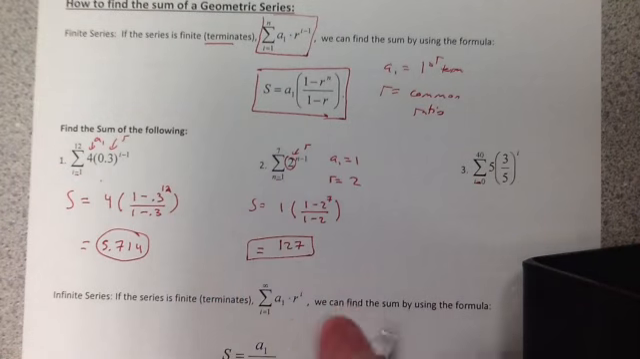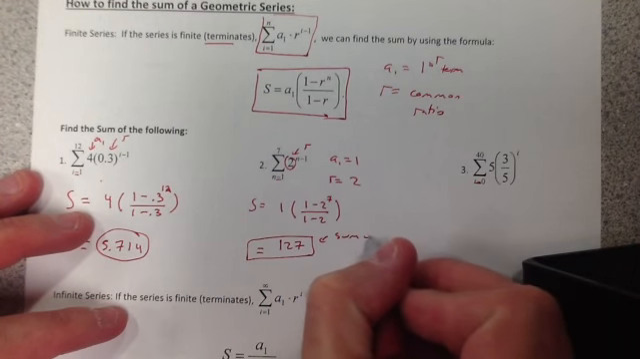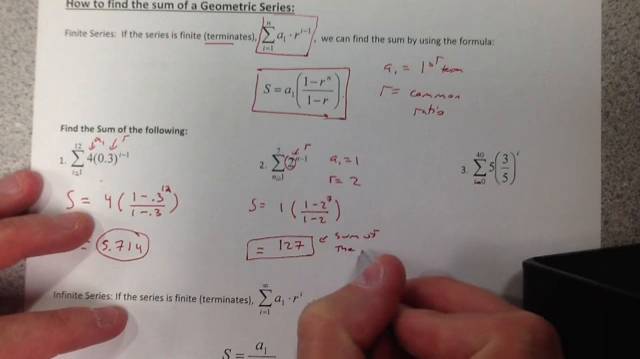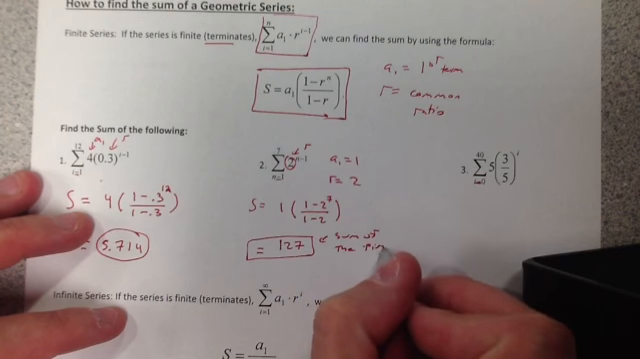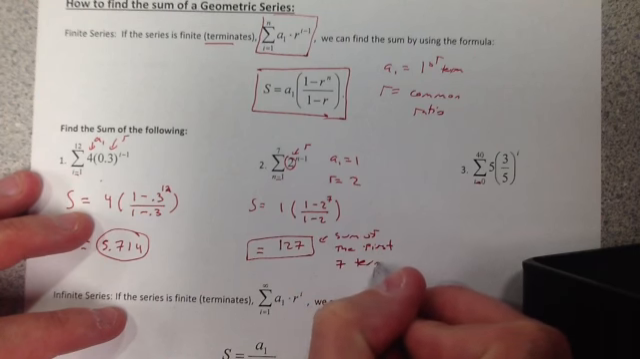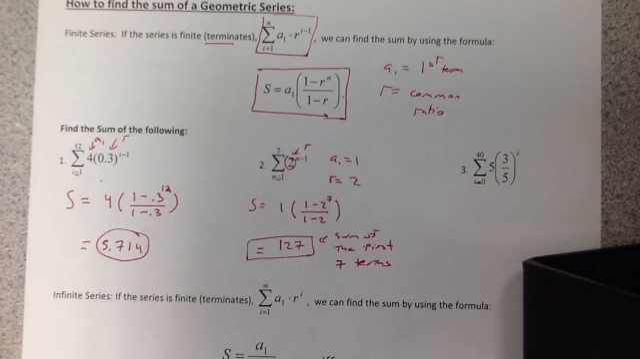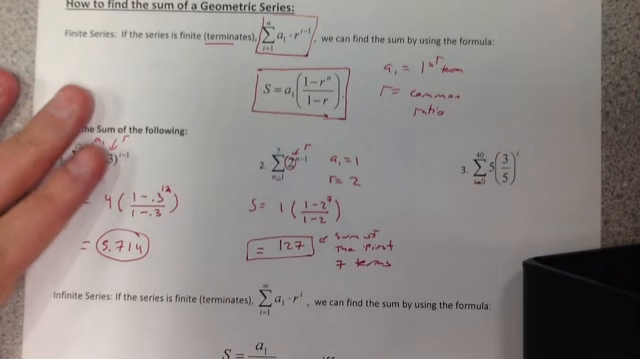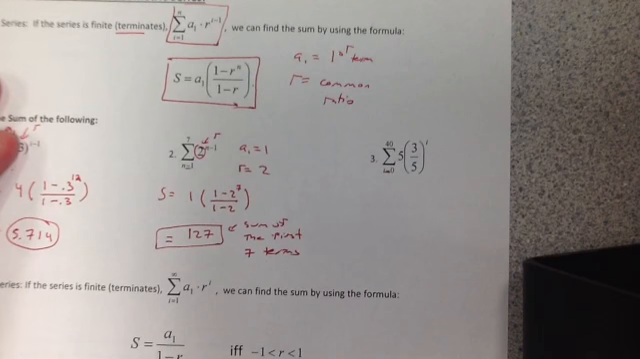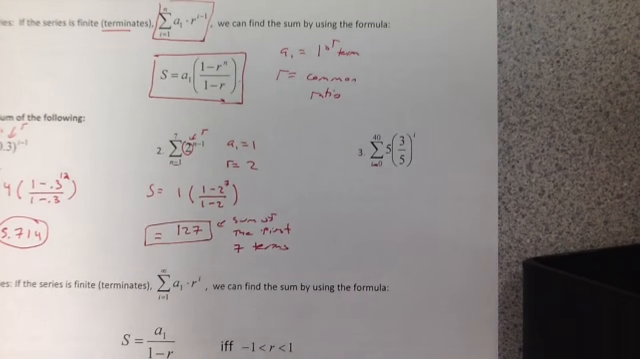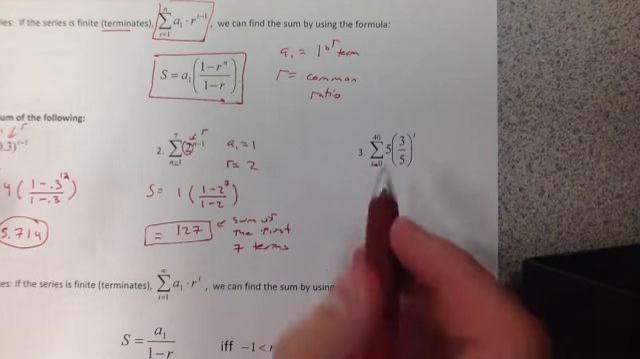Remember, this is the sum of the first 7 terms of our sequence. It's a summation. So let's take a look at number 3.